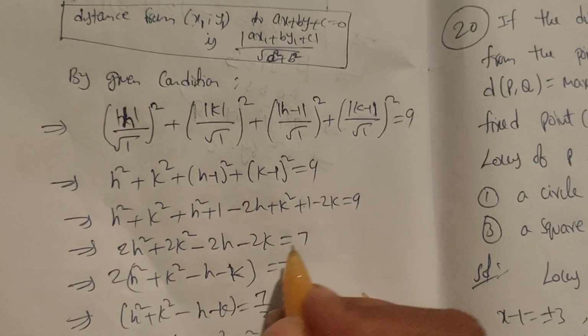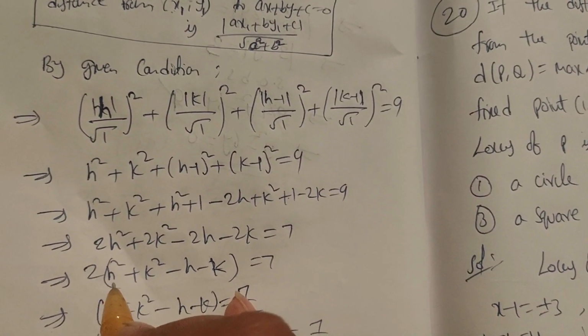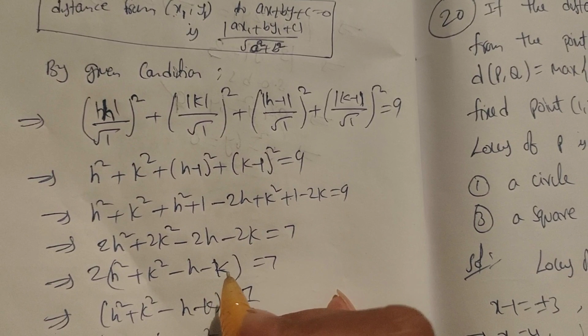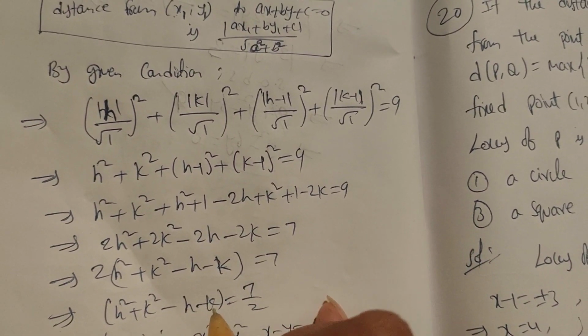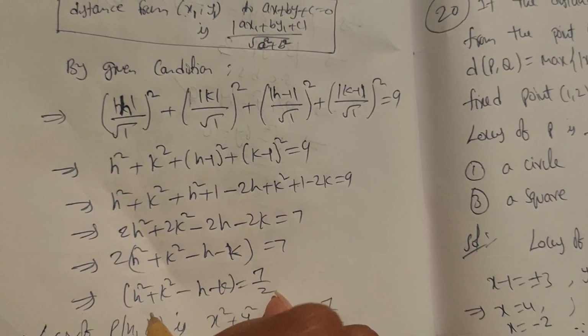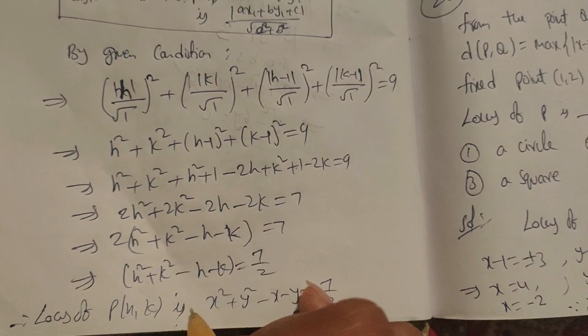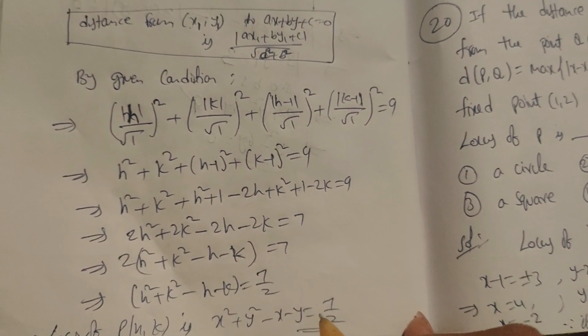So here for all these terms 2 is common. 2 times of h square plus k square minus h minus k is equal to 7. So 2 transpose this side, h square plus k square minus h minus k is equal to 7 by 2. So if you want to find the locus, replace h comma k by x comma y. So the locus of h comma k is nothing but x square plus y square minus x minus y is equal to 7 by 2.